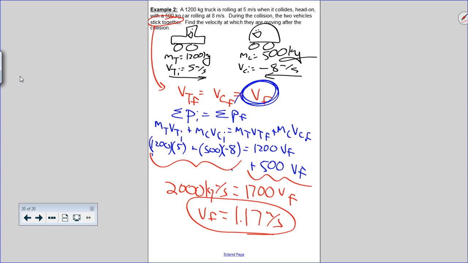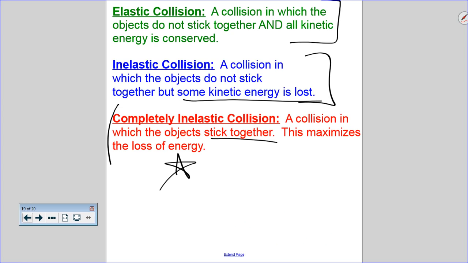Most of the problems are going to be like this. You'll be given some initial information about the objects, and you'll be asked to find the final velocity. And a lot of them will just ask what type of collision it is: elastic, inelastic, or completely inelastic? If it asks that, you have to figure out what happened with your kinetic energy. That's kind of the deal.